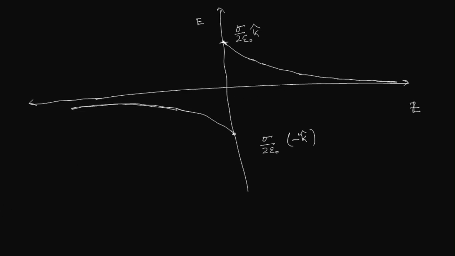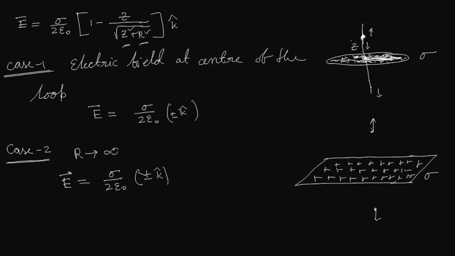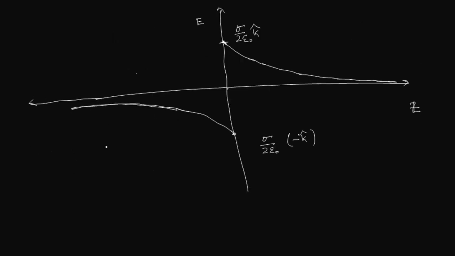One more thing you can notice here: the electric field at z equals 0 is discontinuous. At this point on the top side the electric field is directed upward, but on the bottom side the electric field is directed downward. So at this point the electric field is discontinuous. On the left side it is minus sigma by 2 epsilon naught k cap, and on the right side it is sigma by 2 epsilon naught k cap.